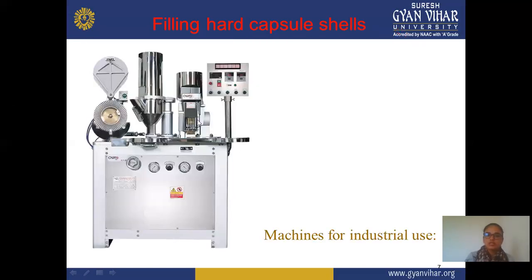This is an automatic machine. In the previous hand operated machine, you fill the capsule with the help of hand, on a small scale or lab scale. But this is a large scale machine that is used in industry, and the speed of filling of the capsule is very high in this machine compared to the hand operated machine. So this is a machine for industrial use for filling of hard gelatin capsule.